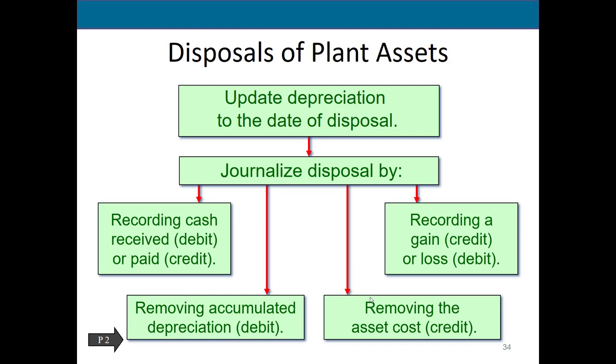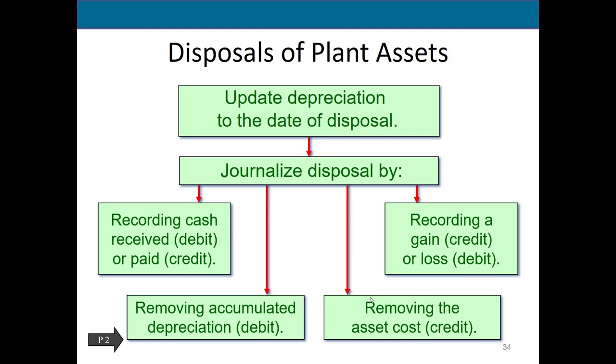So in order to dispose of plant assets, the first thing that we do is we update the depreciation to the date of disposal. So if we haven't recorded the depreciation in the current period, and it's currently, I don't know, July, we're going to make a journal entry to bring the depreciation up for 7 months of the year. Then we journalize the disposal by first recording any cash that we received or any cash that we paid, because sometimes you actually have to pay to get rid of stuff. Might have to have somebody haul it away, right? So the first thing you do is record the cash because it's the easy part. It's the known part.